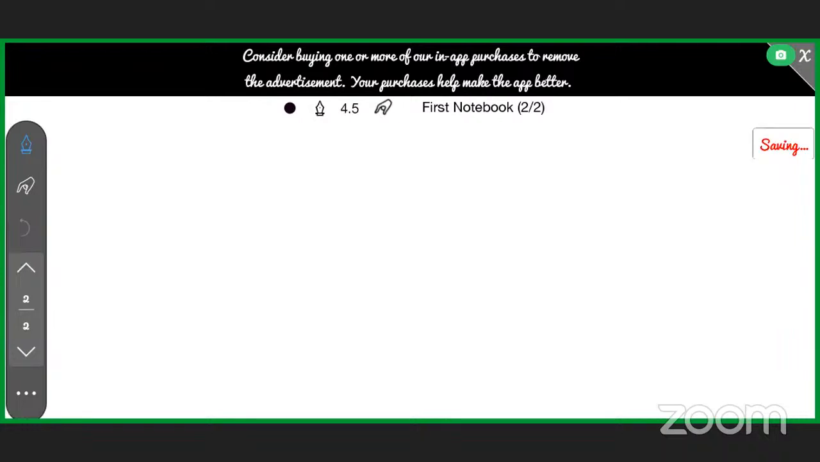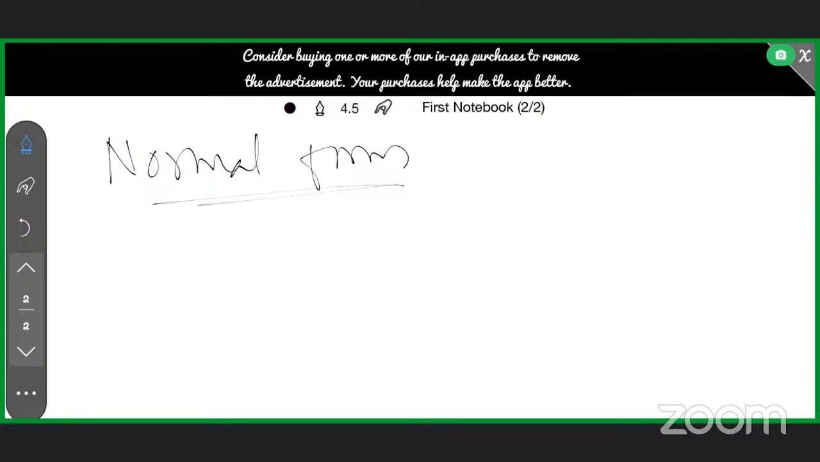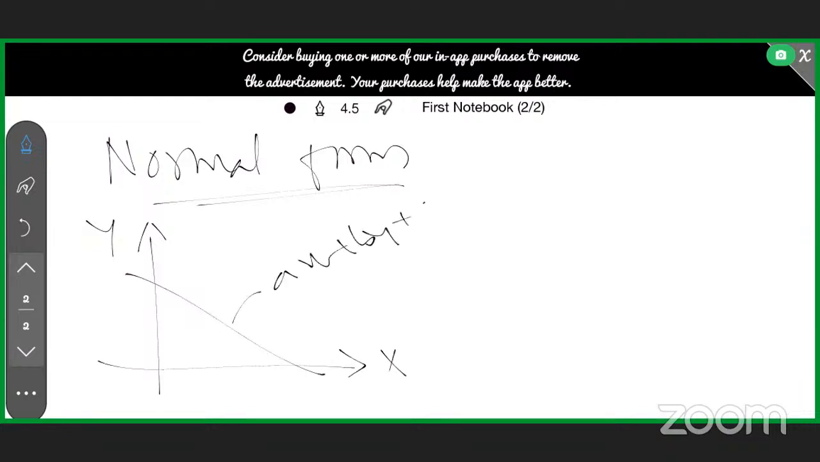Normal form of a line equation. This is my x-axis, this is my y-axis, and this is my line Ax plus By plus C is equal to 0. And there is a normal drawn. What is this normal?